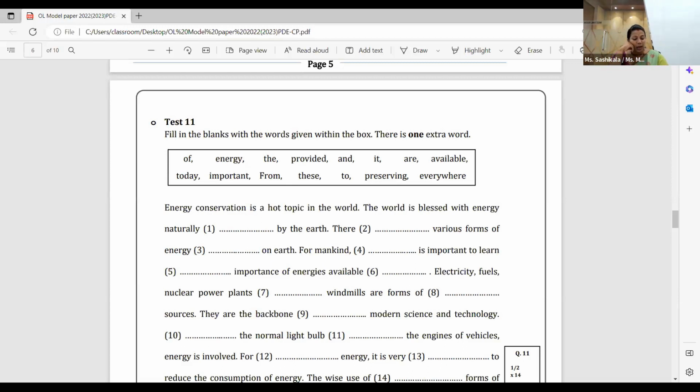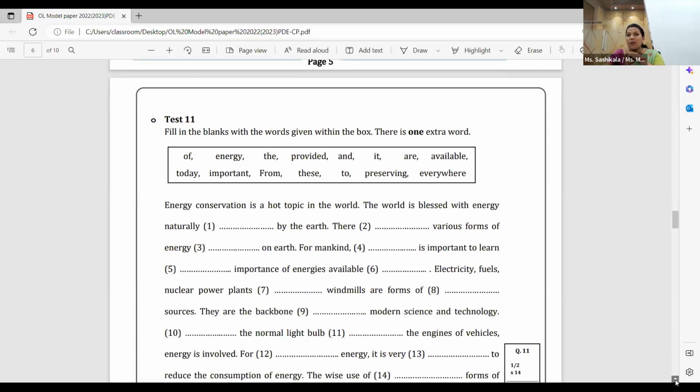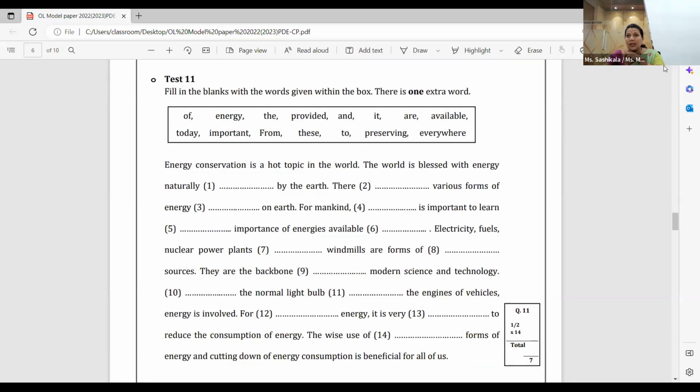So grammar and vocabulary both are checked. So your overall language proficiency is tested in this question. So we have been learning English from grade 1. So let us go through it. Let us read the instruction first.